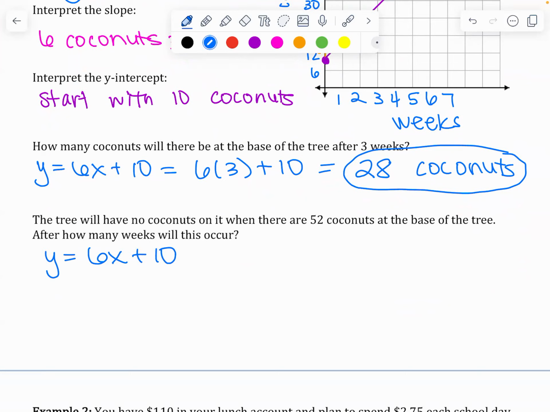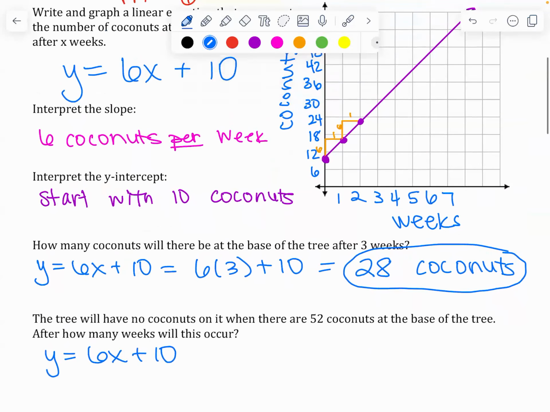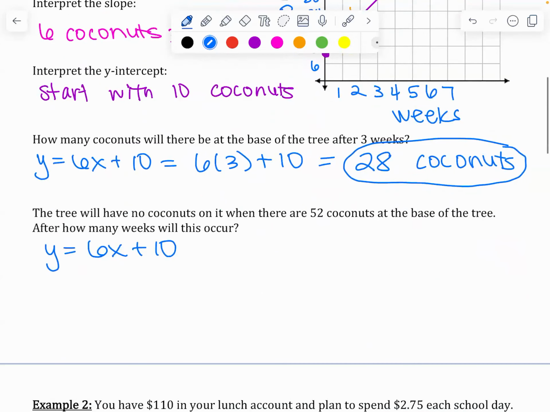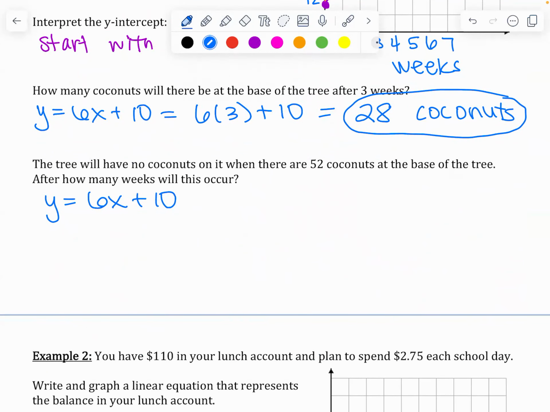Am I going to say 6 times 52 plus 10? No. Remember, X meant what? X meant weeks. So if I'm giving you 52 coconuts, are you going to put it in for X? No, we're going to put it in for Y. So 52 equals 6X plus 10. We have to solve using algebra.